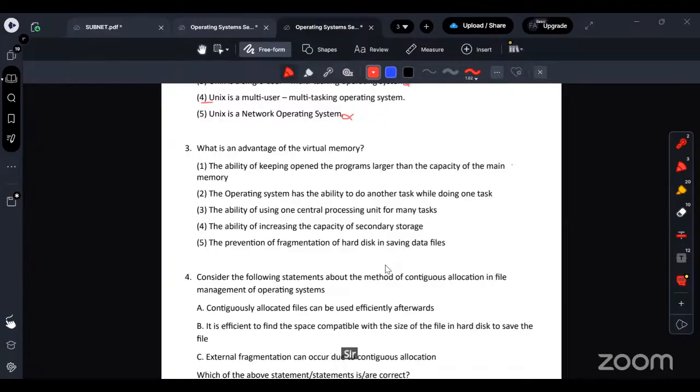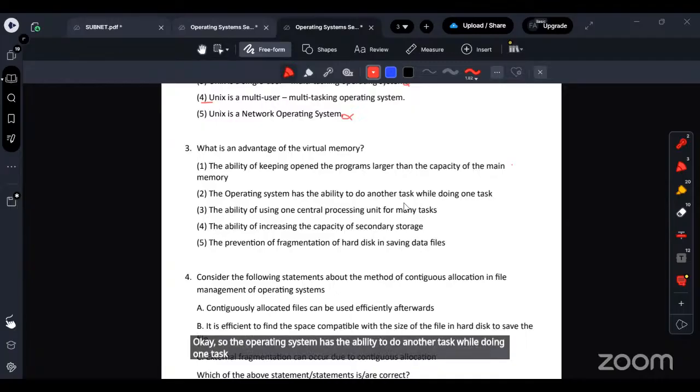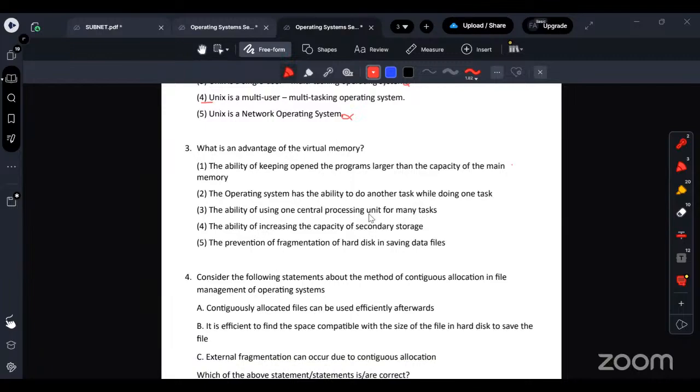So what does it do? It temporarily acts as a storage. Okay. So the operating system has the ability to do another task while doing one task. Is this an advantage of the virtual memory? Yes or no?